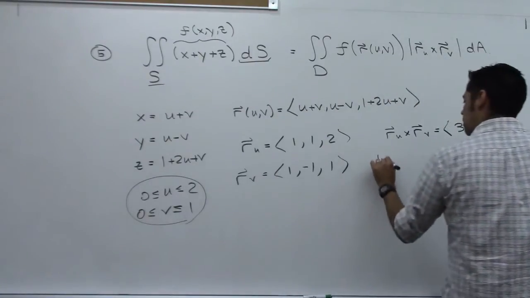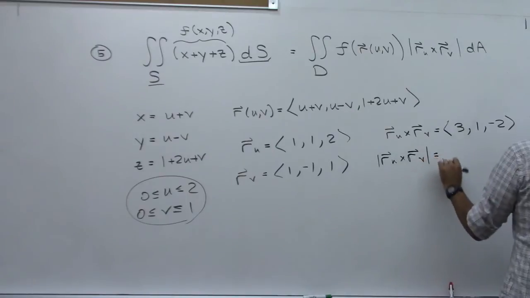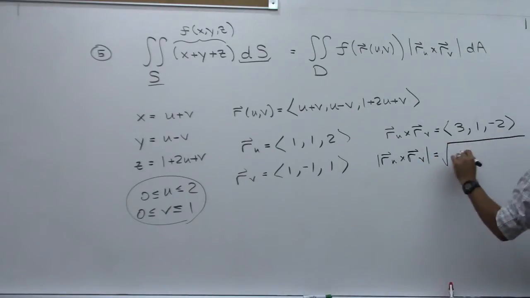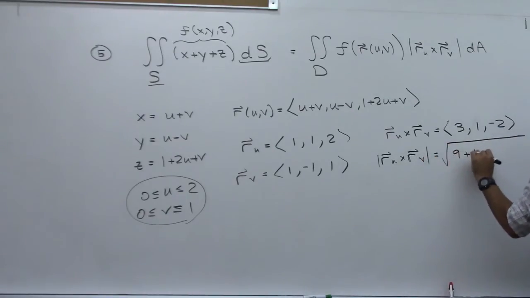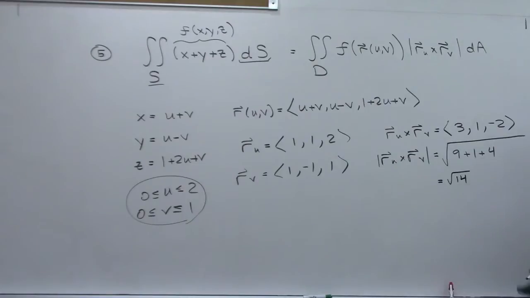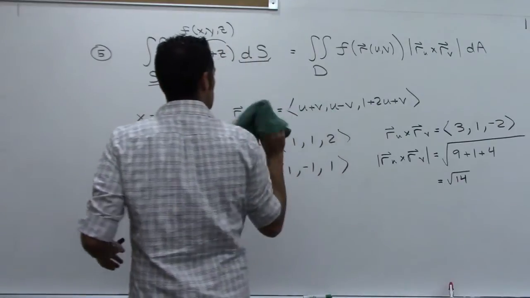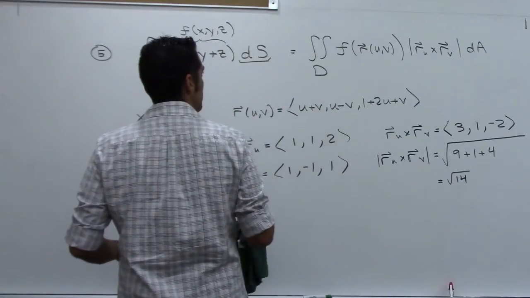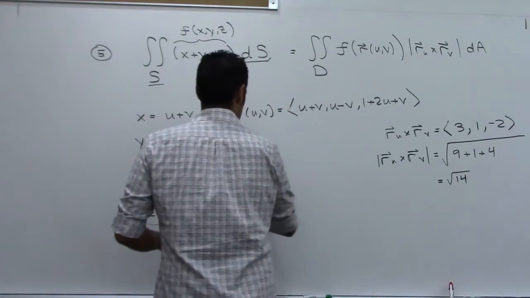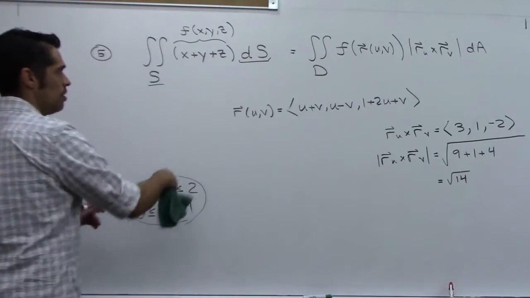And now we need its magnitude. The magnitude of this is going to be the square root of each of these squared and added together. So 9 plus 1 plus 4. That's going to be root 14. That's just a constant, so we got lucky. We're going to be able to pull that constant out of the double integral. So I was just about to erase that. I need it. I don't need this. I'll keep my restrictions.